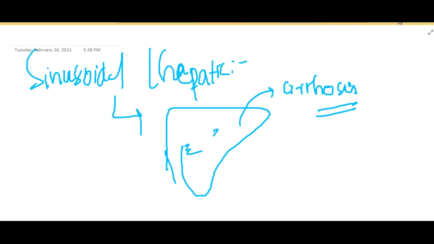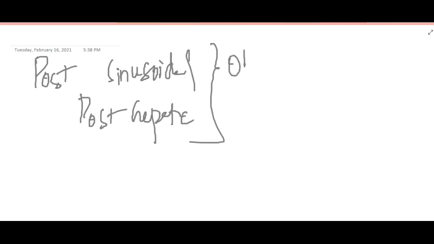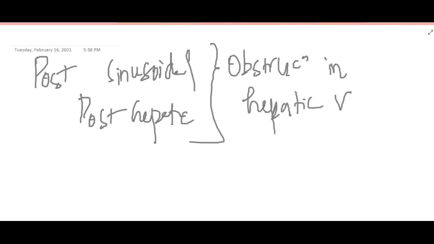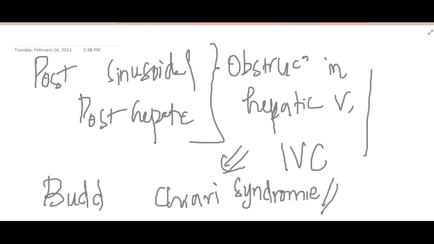Then we have the next type of portal hypertension, which is post-sinusoidal portal hypertension, also called post-hepatic portal hypertension. In this, there will be obstruction in the hepatic vein, or there can be inferior vena cava obstruction. Budd-Chiari syndrome is an example of this post-sinusoidal or post-hepatic portal hypertension.